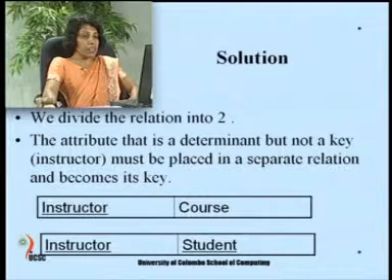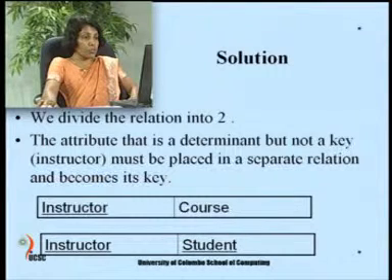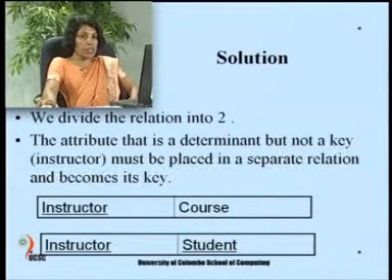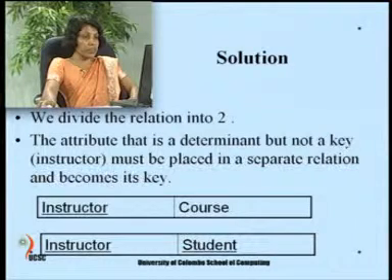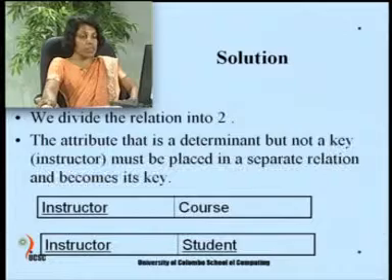So, there are other possible ways of decomposing it, like course and student, course and instructor, and student and instructor, student and course. There are so many ways of decomposing this, but those will generate spurious tuples.